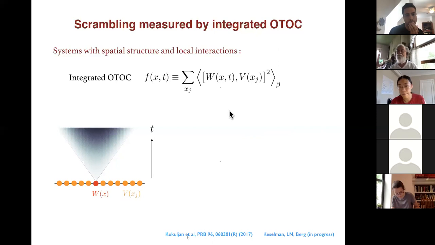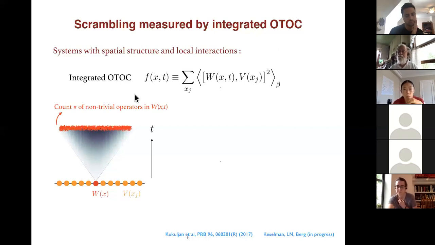define scrambling in a spatially extended system where local Hilbert spaces are small, but you do have spatial extension, for example in a 1+1D spin chain or unitary circuits. So what this integrated OTOC does is basically counting the number of non-trivial operators in this time-evolved operator W_x(t). At the beginning of time, I have a local operator W sitting on site x, and after time evolution it will become more complicated. There will be complicated spatial structure in this operator light cone. So this OTOC precisely tells you how this local information spreads out in the system.